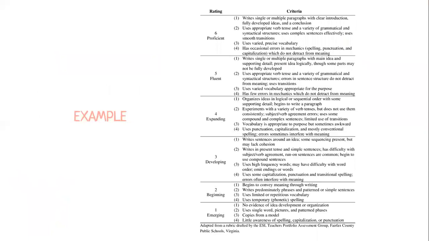Here's an example of holistic scoring. As you can see, we have different criteria and the detailed description for that criteria so that the rater can look here and score the writer's performance.